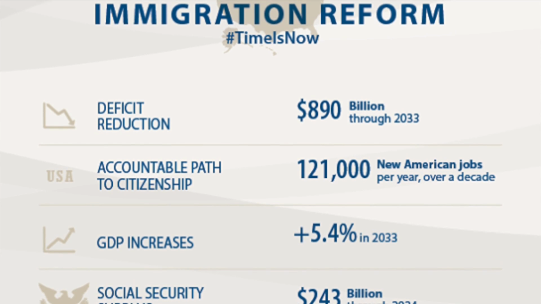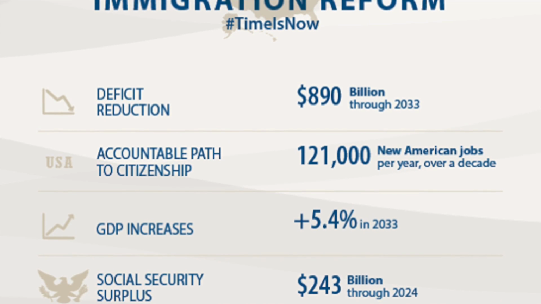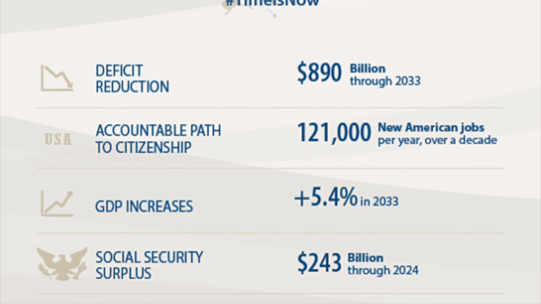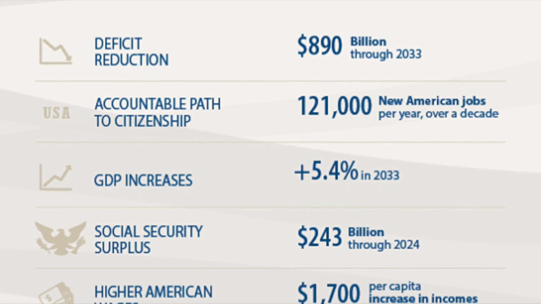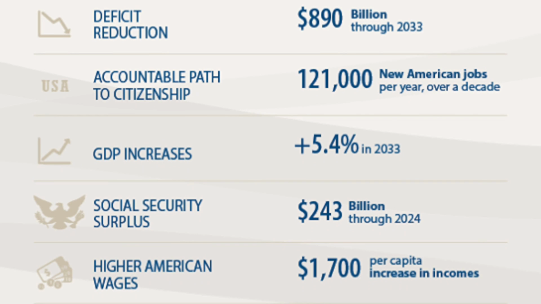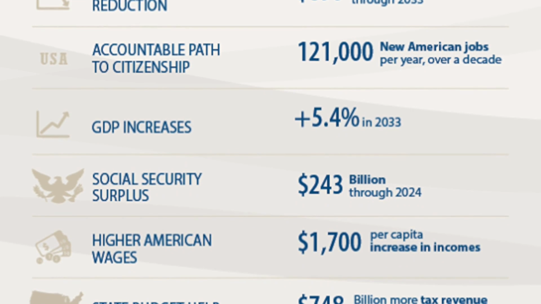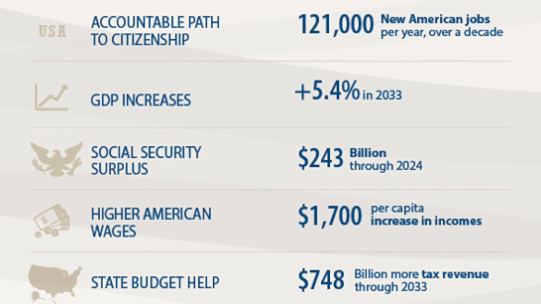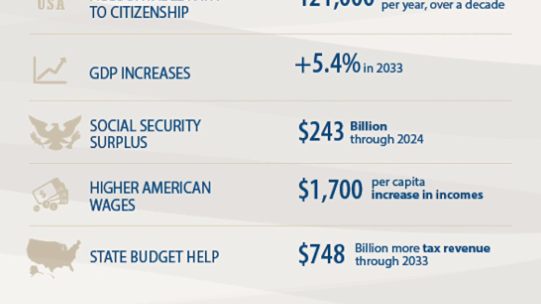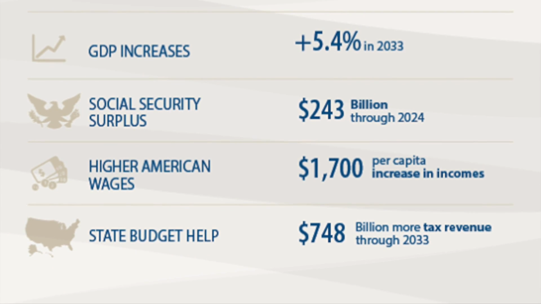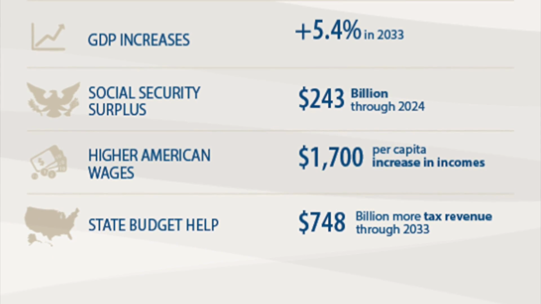America's best option for immigration reform is granting legal status to more undocumented immigrants already living within the country. The economic benefits of immigration reform are deficit reduction, the accountable path to citizenship, which creates 121,000 new American jobs, an increase in GDP, a surplus of Social Security, American wages will increase, and lastly, help for the state budget.